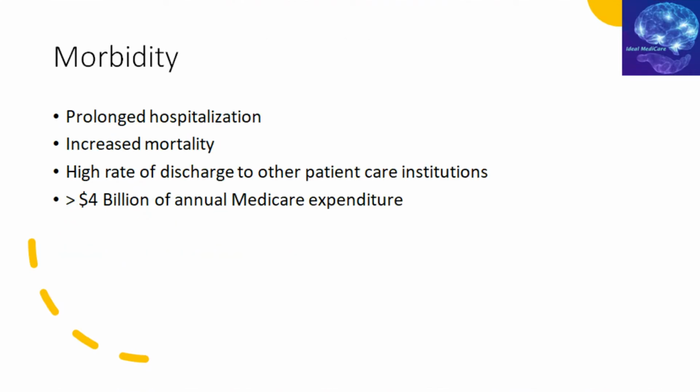As we discussed, the importance is the high morbidity and mortality of these patients. It results in prolonged hospitalization, increased mortality, and a higher rate of discharge to other patient care institutions. So in total, based on the numbers from the US, there is more than $4 billion of annual Medicare expenditure. So you can imagine how big a financial burden this condition is.